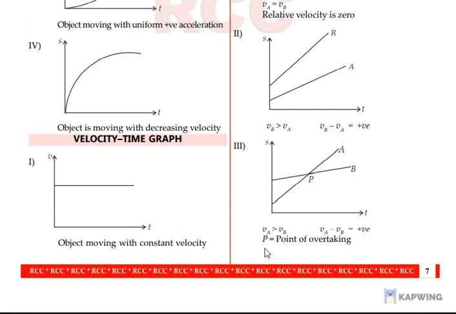It means P represents the point of overtaking. VA is greater than VB and VA minus VB is positive. Then P is the point of overtaking.